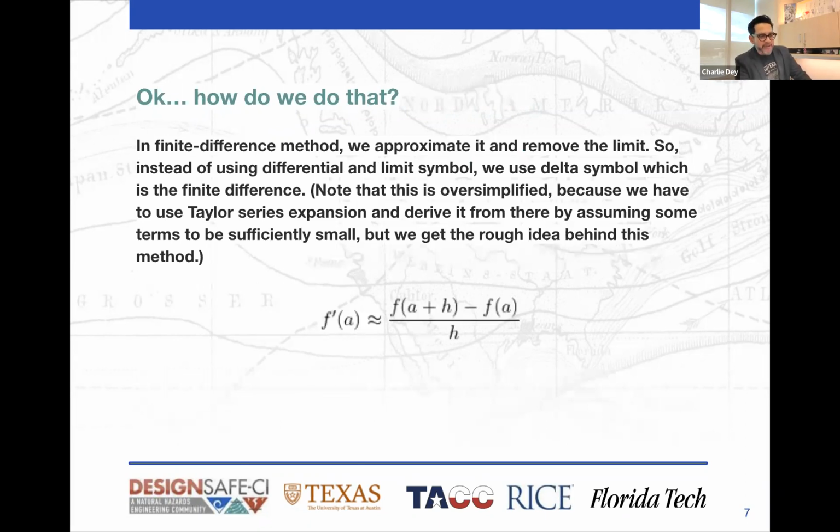So how are we going to do that? Well, we are going to use a finite difference method, and we're going to approximate it and then remove the limits. So instead of using a differential and limit symbol, we'll just use the delta symbol, all right? Because things are going to change through time.